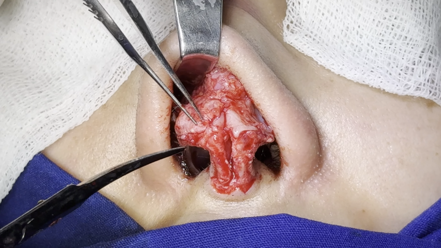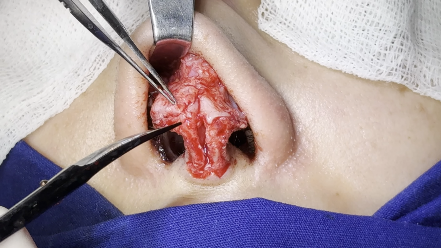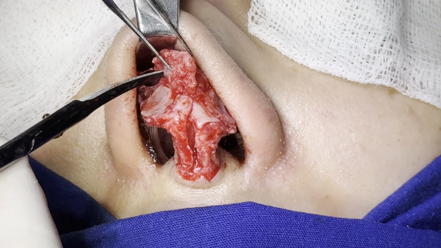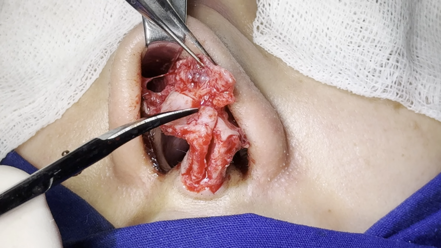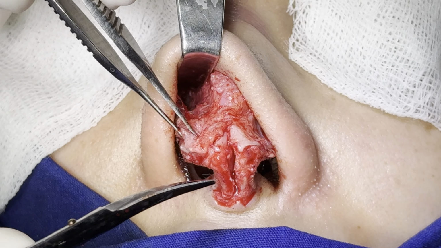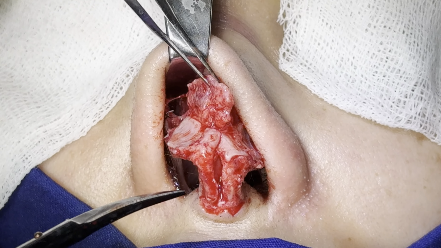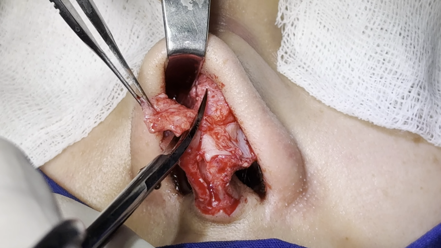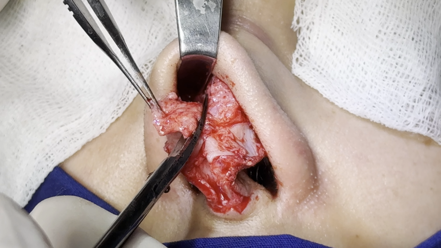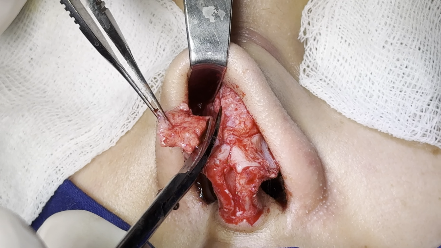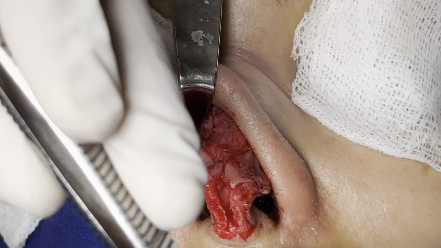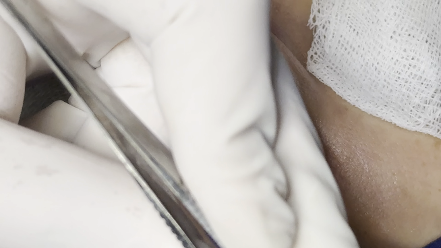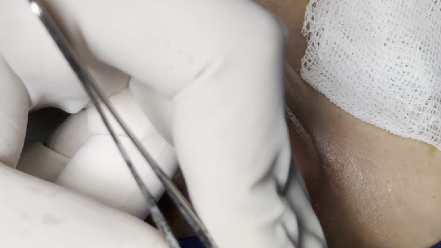I dissected it also before, and look at this. This is the lateral crura of the alar cartilage, and this is the fibrosis tissue. We don't want to see too much fibrosis tissue. This is normal, this is healing tissue. But on this patient, it's too much. Because of that, the patient's nose loses all the tip definition.